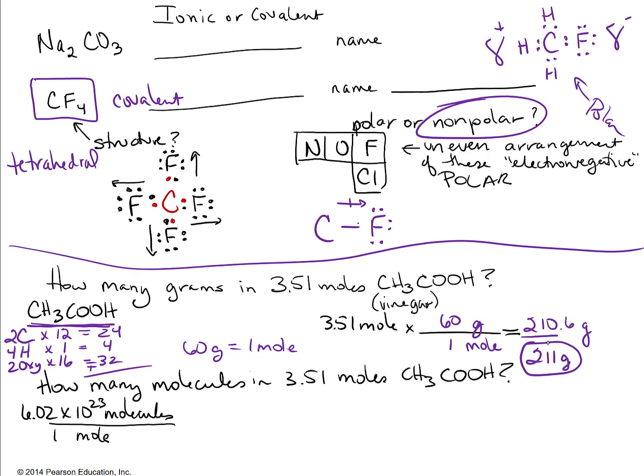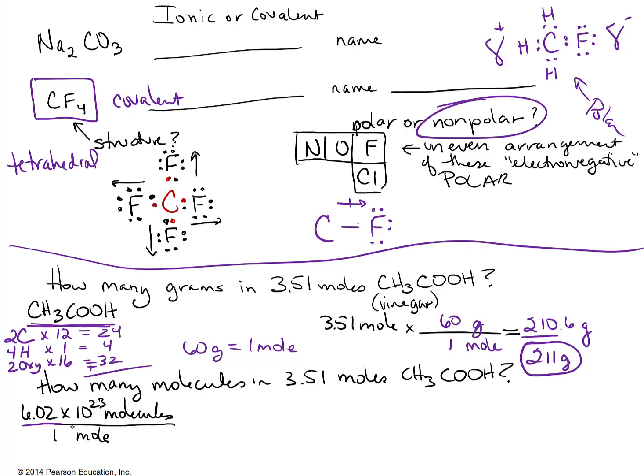So if you have grams or moles, you can convert from one to the other. All you need to know is what's called the formula mass. It's just how many grams in 1 mole of whatever that substance is. But if you have moles and molecules, you don't have to figure out that. All you have to do is remember Avogadro's number, which is 6.02 times 10 to the 23rd. This is saying the same thing. 1 mole is 6.02 times 10 to the 23rd molecules. It doesn't matter if we're talking about vinegar, if we're talking about carbon tetrafluoride. It's just like the number of parts in 1 mole.